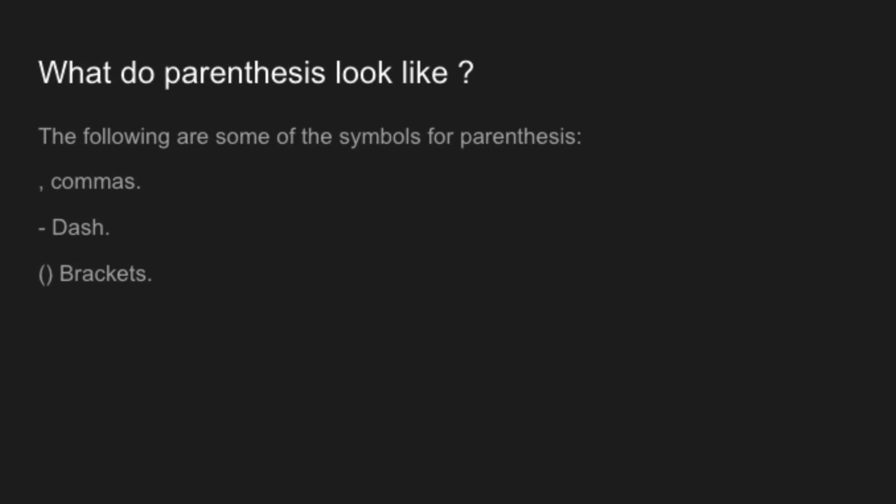So, now that we know what parentheses are, how do we write them down? What do they look like? There are several symbols that can represent extra information. Let's get to know them. These are some of the three examples.